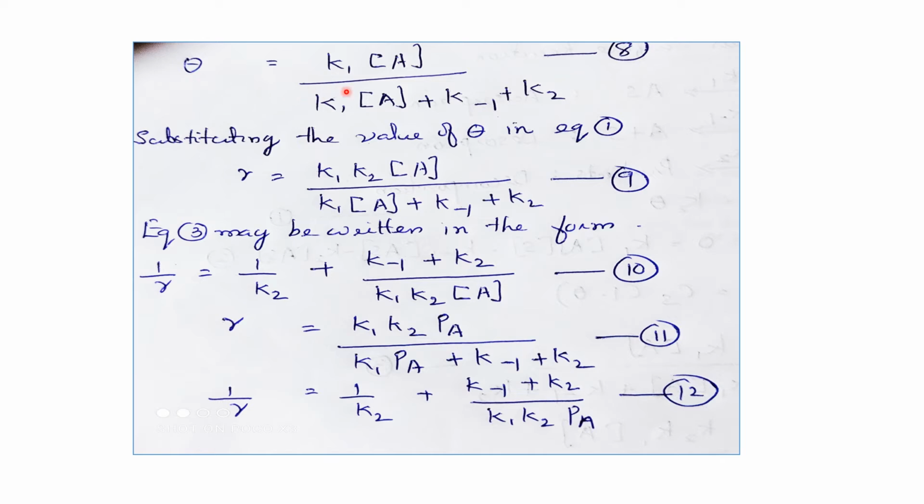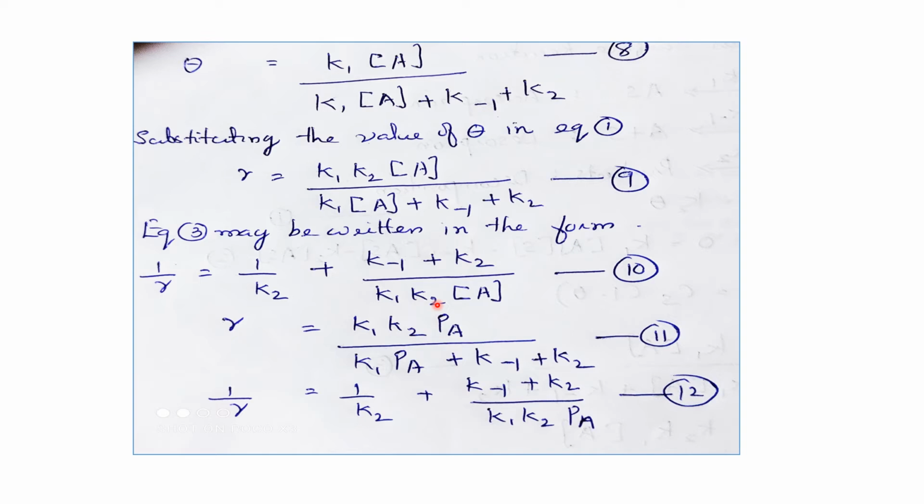Theta equal to K1 into concentration of A divided by K1 into concentration of A plus K inverse 1 plus K2. Substituting the value of theta in equation 1, we get R is equal to K1 K2 concentration of A divided by K1 into concentration of A plus K inverse 1 plus K2. Therefore, equation 3 may be written in the form 1 by R is equal to 1 by K2 plus K inverse 1 plus K2 divided by K1 K2 into concentration of A.